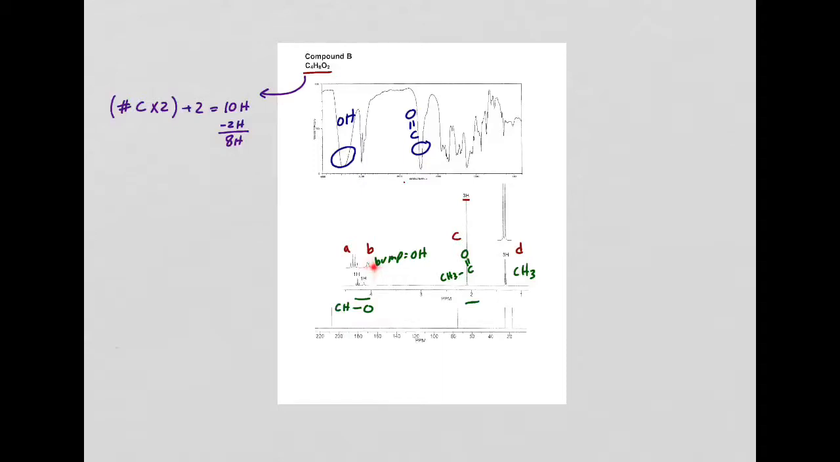Okay. Now, over here, the bump is OH. And this one is really downfield. It's about 4.5 ppm. So I'm going to say probably 4.2 ppm. It's probably directly attached to an oxygen.